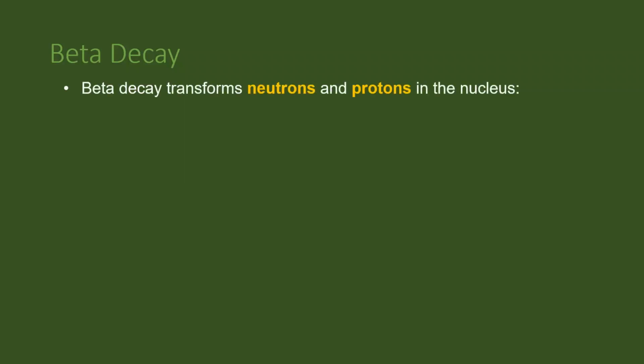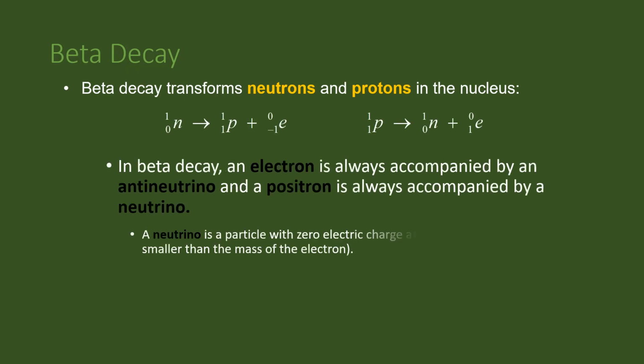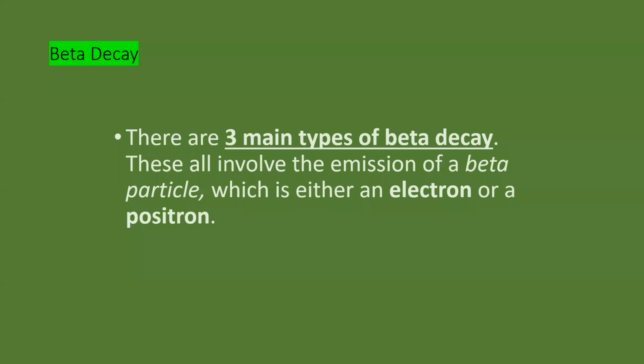All right, beta decay. Beta decay transforms neutrons and protons in the nucleus. We're going to look at three main types of beta decay, and they all involve the emission of a beta particle. A beta particle is going to be a negative electron, or it's going to be a positive positron. And I might have to skip through some of these because they talk about neutrinos, and I don't want to get too complicated in it. I want to focus on the products of the equation here.